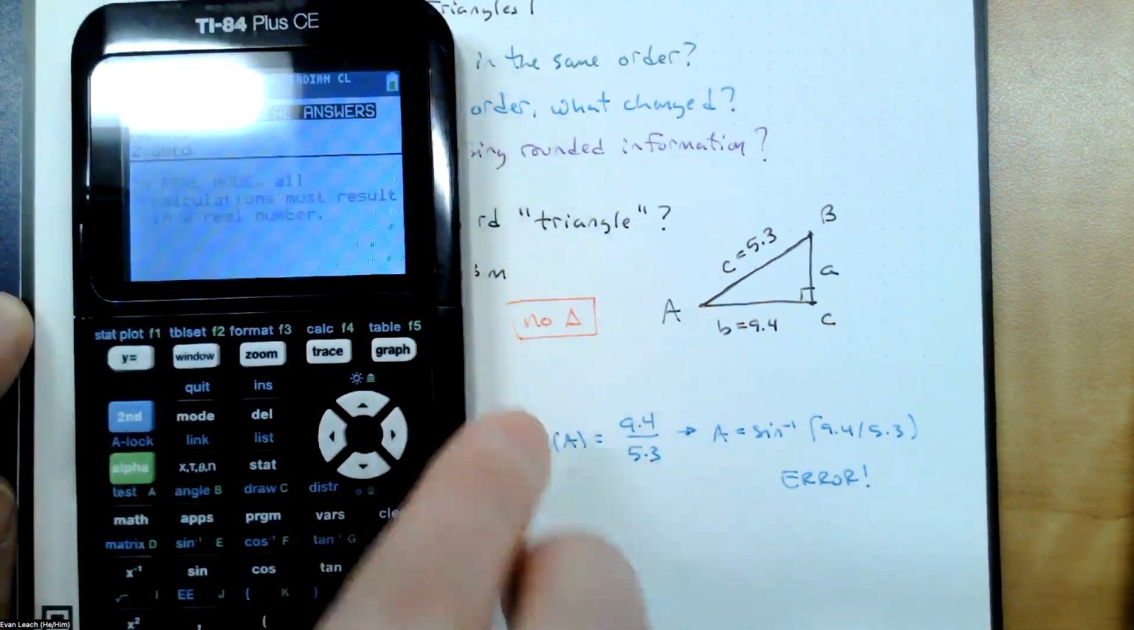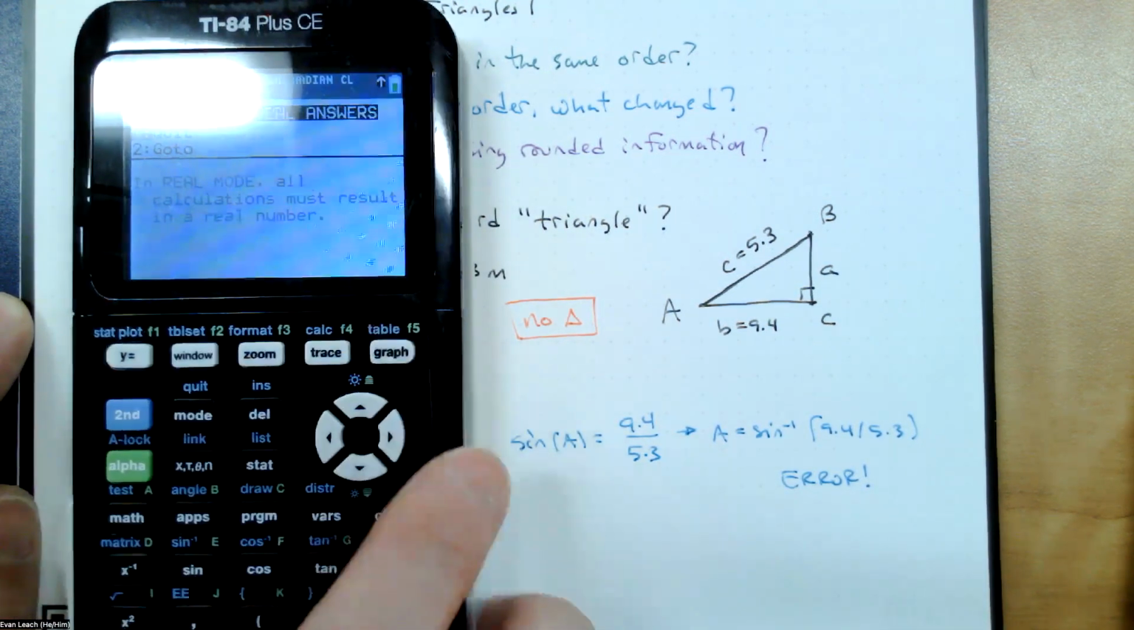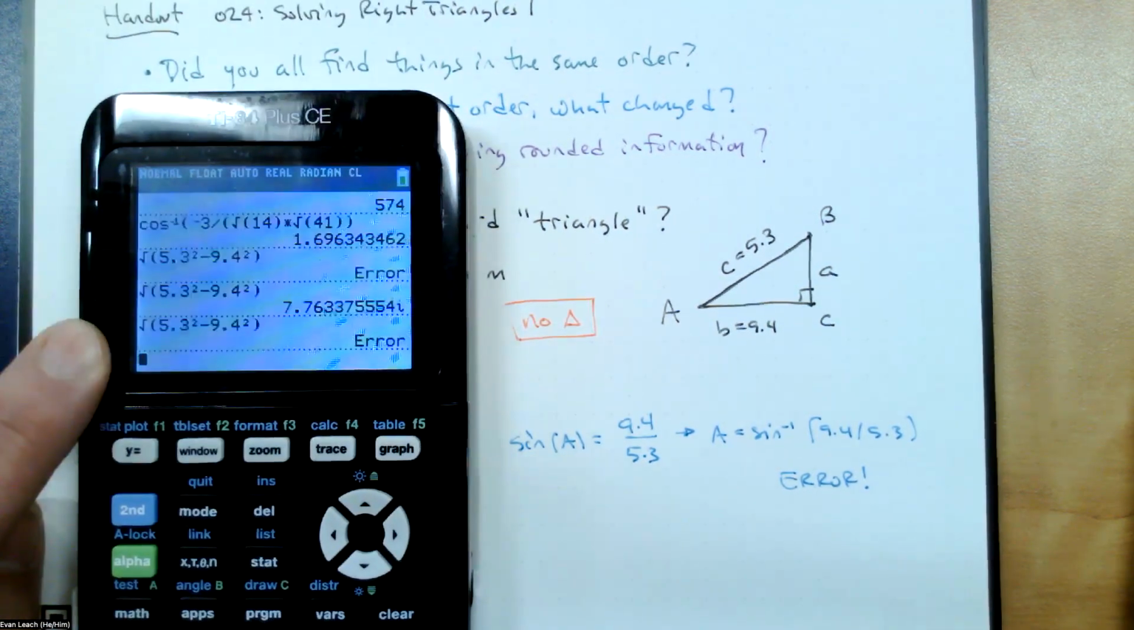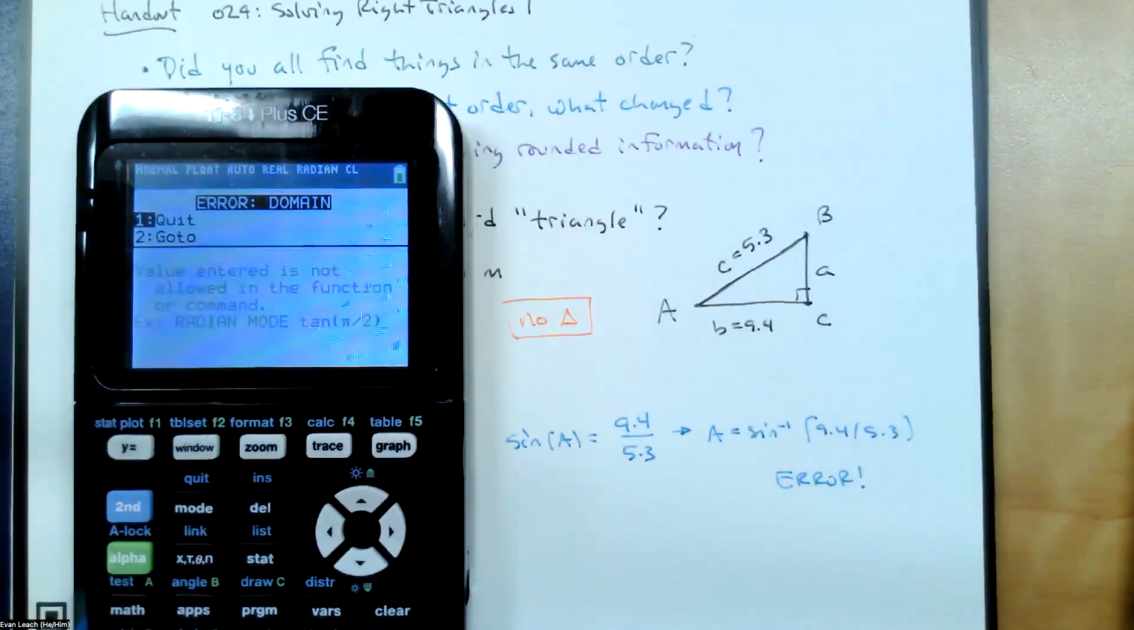And the same thing will happen, or actually a slightly different thing will happen. We'll get an error, but a different kind. So in this case, we're getting a domain error. The sine inverse can't, there is no angle that has a sine of more than 1. 9.4 divided by 5.3 is more than 1. This happened on evaluating trigonometric functions when I said solve sine of x equals 2.13.